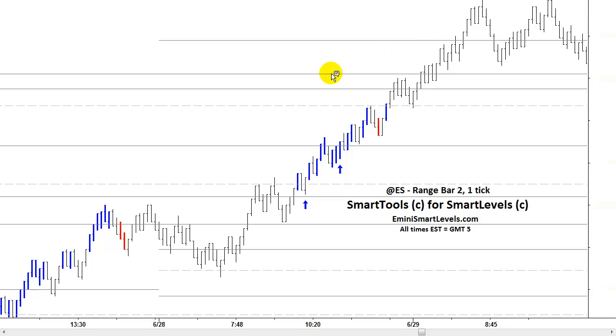Hello everyone, and welcome to this Emini S&P futures review using SmartTools for SmartLevels. The chart is a 2-point range bar chart based on tick data. I'm going to start this review June 28th. That's last week. These black bars here are the overnight trading.